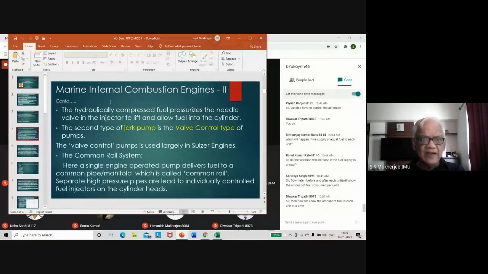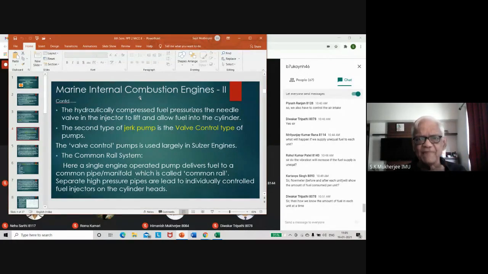Next, the hydraulically compressed fuel pressurizes the needle valve in the injector to lift and allow the fuel into the cylinder. This everybody knows. Okay, that is how the Bosch pump works, plunger and barrel.